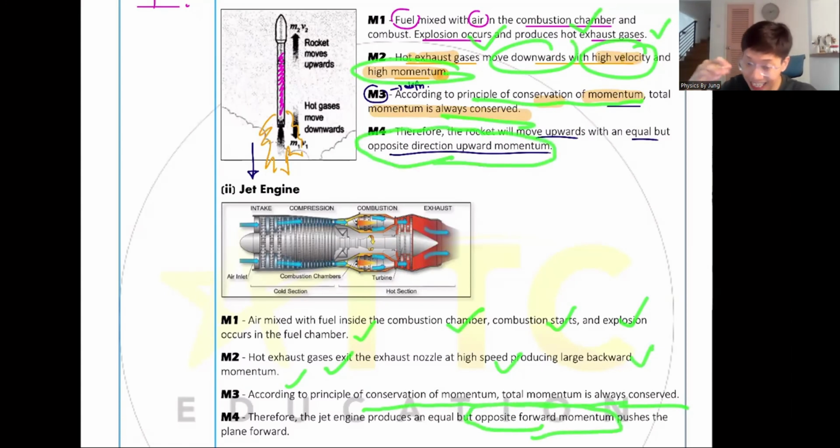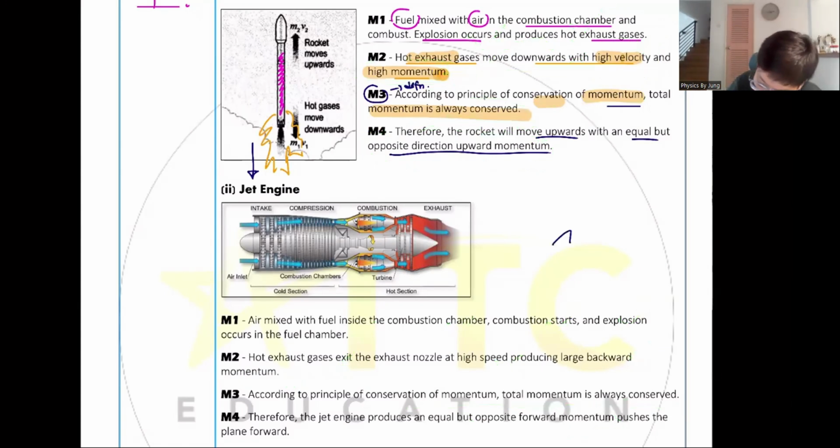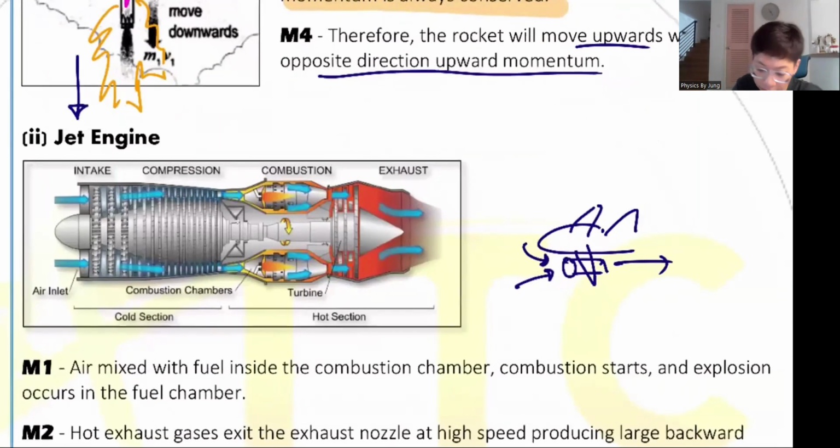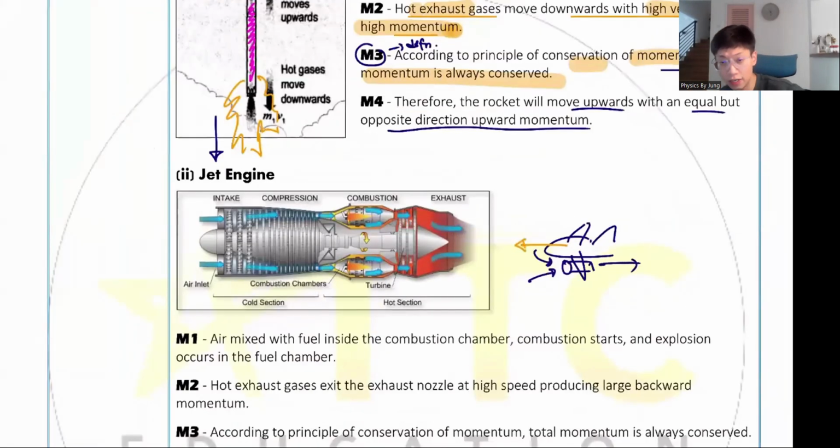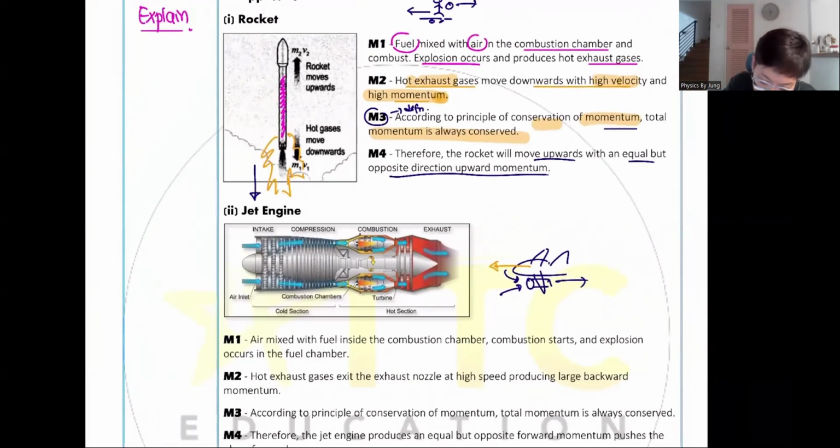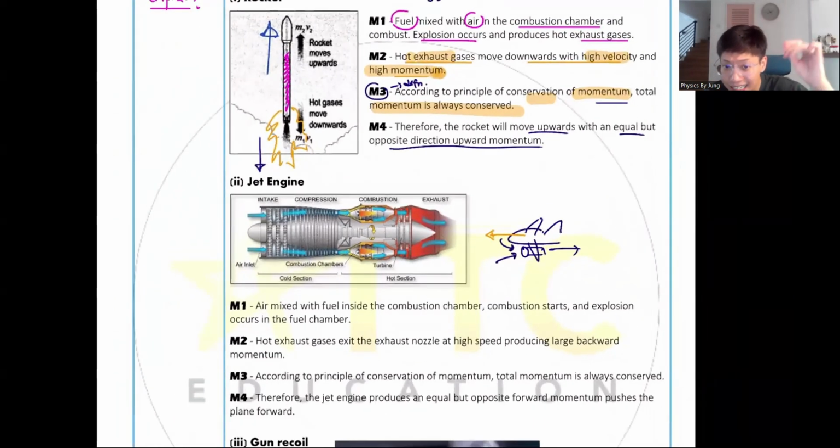Why? Because a jet engine is the aeroplane engine, whereby it will suck air in and then push air out. When the aeroplane sucks air in and pushes the air out from the back, it results in your aeroplane moving forward. Here, when your air is being pushed down, your rocket will end up moving backwards. So it's an opposite direction momentum. If we look at this, they are exactly the same.